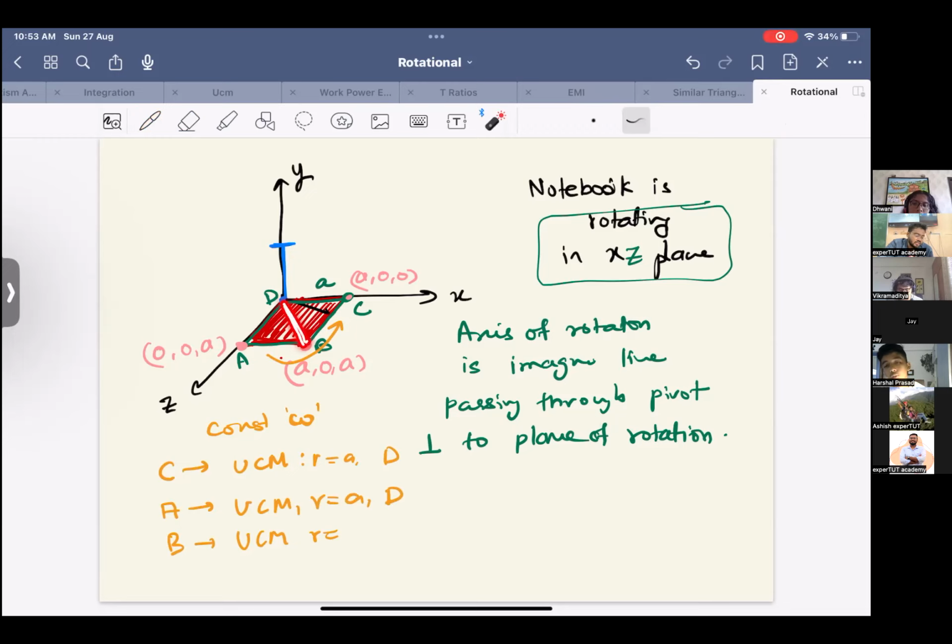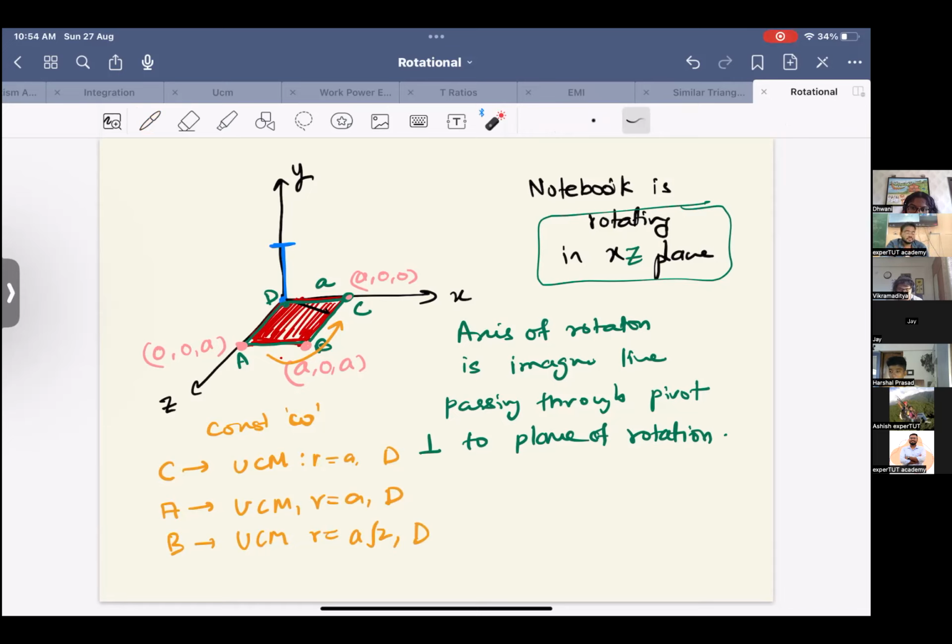The square is of side A, so the diagonal is A root 2, right? So it is A root 2. Has everyone understood this? What is the center? D. If you take any point on this square lamina, on the square plate, its radius might be different, but the center is the same, D, right? And also understand that D is a point.